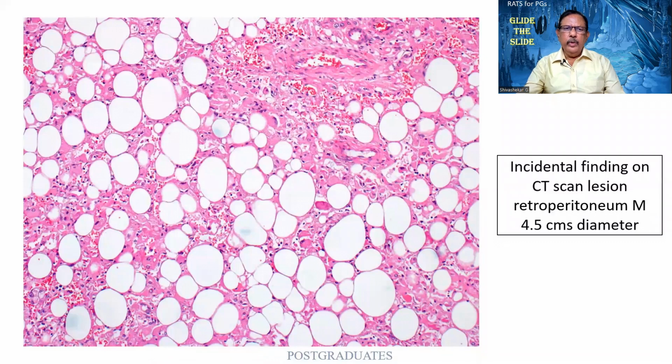I hope you have done enough references for this particular case. Incidental finding on CT scan, a lesion in the retroperitoneum, measuring 4.5 centimeters in diameter. Almost when a history is given, every word will be important. 1. Incidental. 2. Retroperitoneum. 3. 4.5 centimeters. Having said that, what am I seeing on the screen?